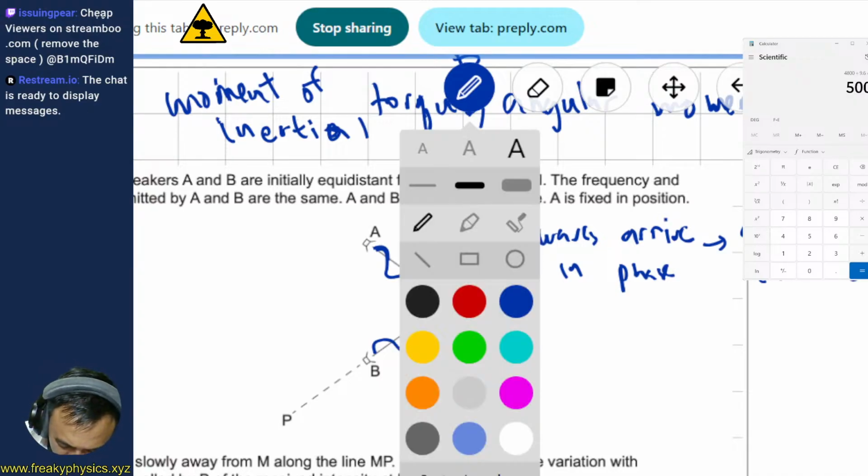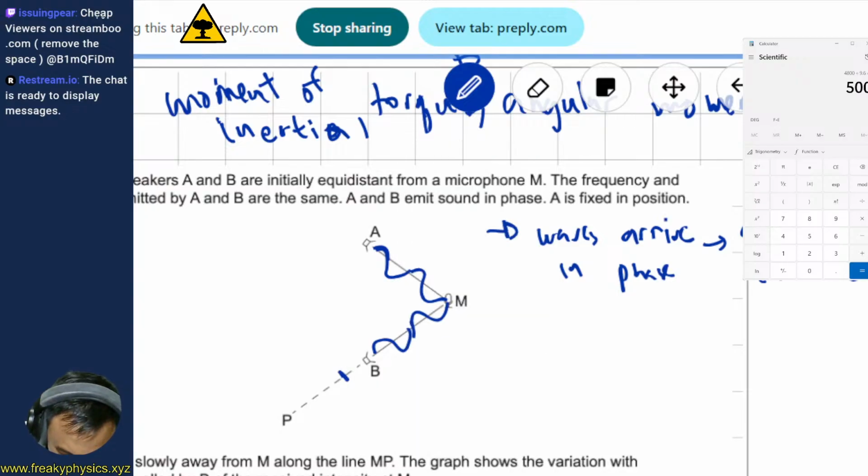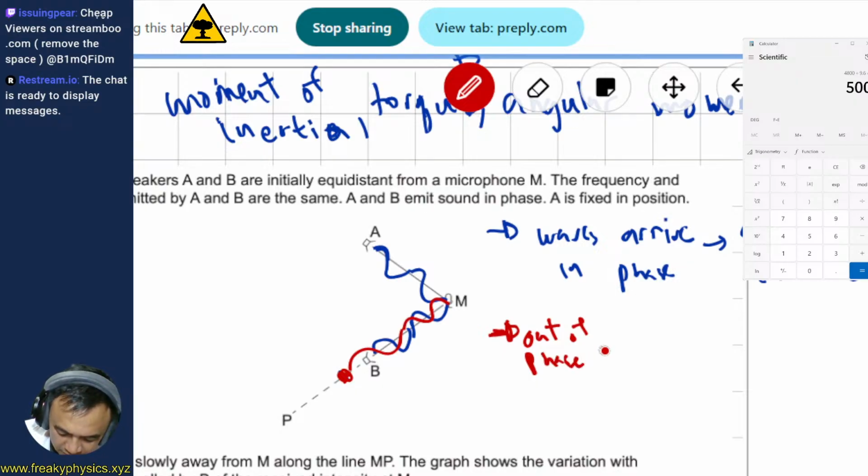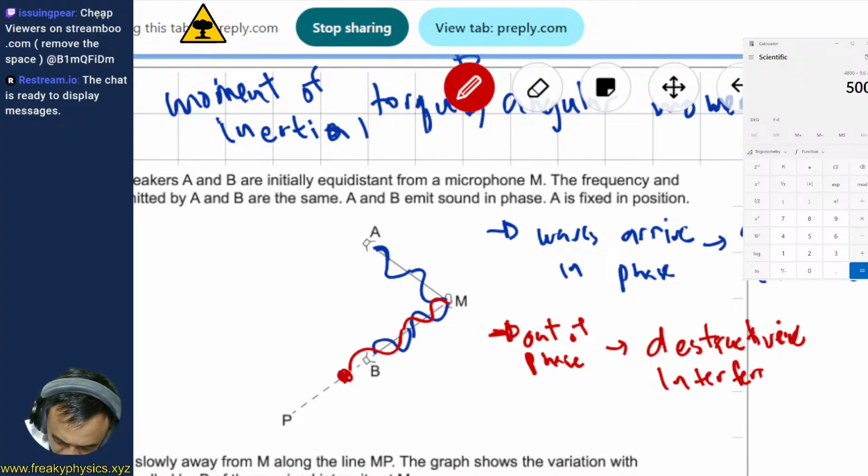Now I'm going to put B here, and I'm going to change the color to red. When it emits its sound, one, two, and a half. That's two and a half waves compared to one. So when we're doing red, what do we get? They're out of phase, so destructive interference, right?